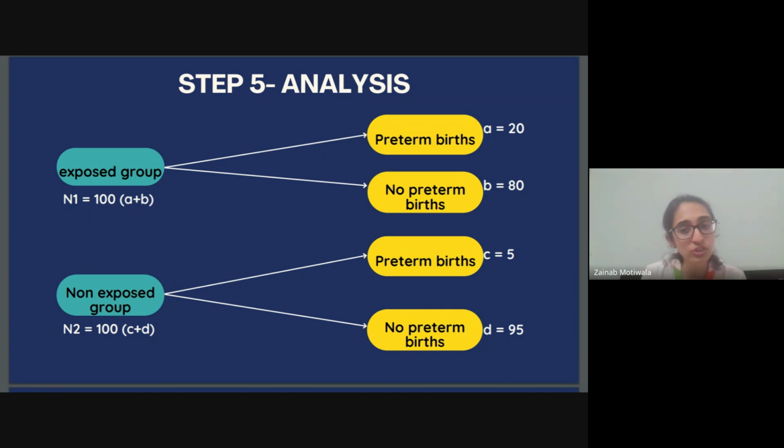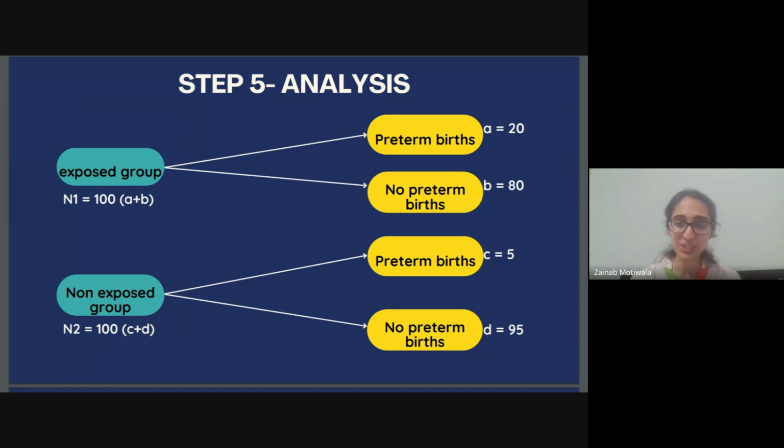You all can put it in the chat box, so just unmute yourself, and you can put it in terms of fractions. I see a lot of answers, and you all are correct. Perfect. What about the incidence in the not exposed? Wonderful. You all are getting it right.